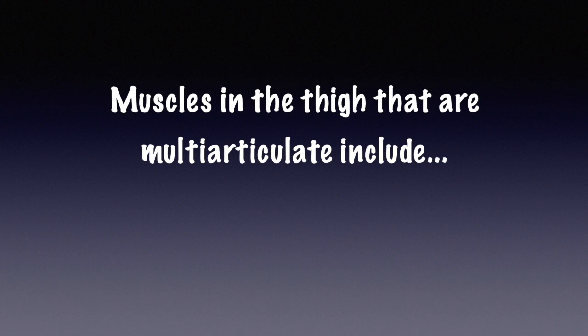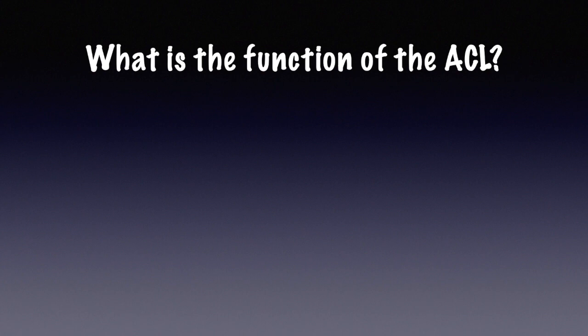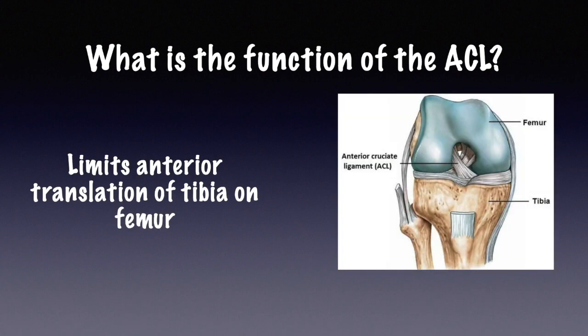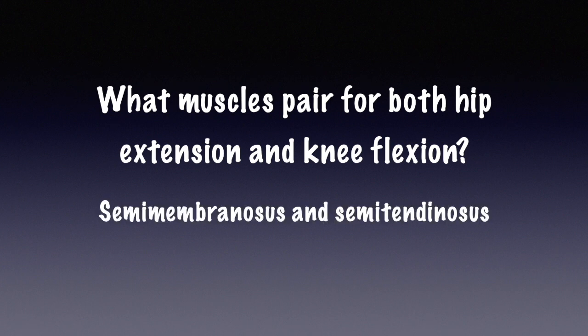Muscles in the thigh that are multi-articulate include rectus femoris, sartorius, gastrocnemius, semitendinosus, semimembranosus, and biceps femoris long head. What is the function of the ACL? Limits anterior translation of tibia on femur. What muscles pair for both hip extension and knee flexion? Semimembranosus and semitendinosus.